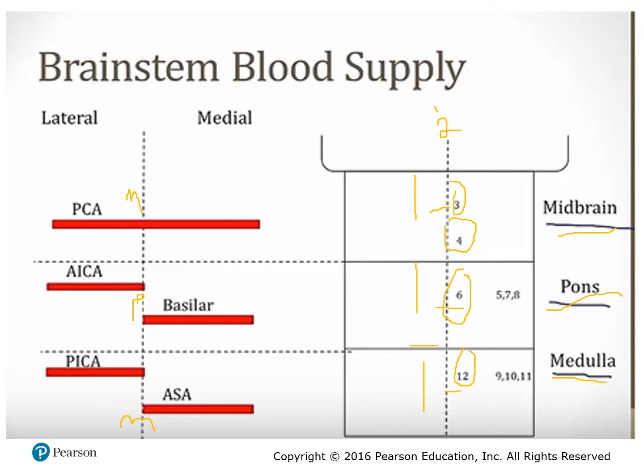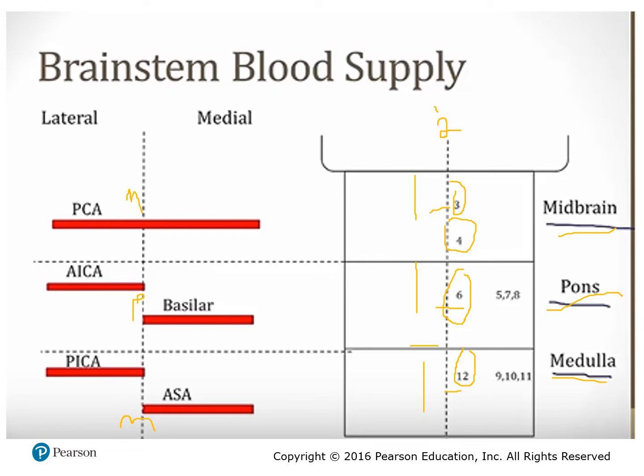So 1, 2, 3, 4 up in midbrain and above, and then pons 5, 6, 7, 8, and then medulla 9, 10, 11, and 12, and then 3, 4, 6, and 12 are midline. So then that means 5, 7, and 8 are lateral pons, 9, 10, 11 are lateral medulla. Super complex sounding, I know.